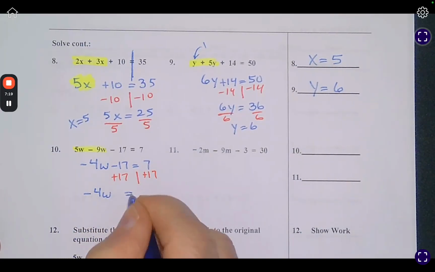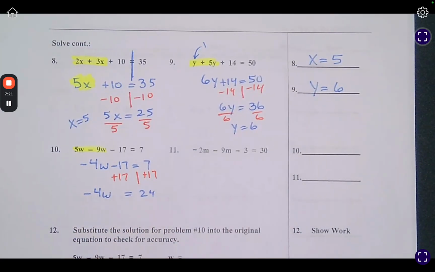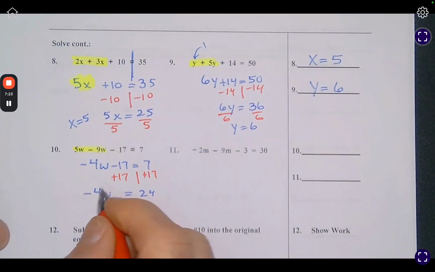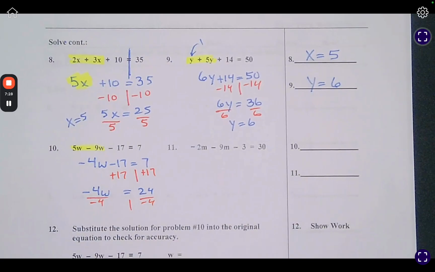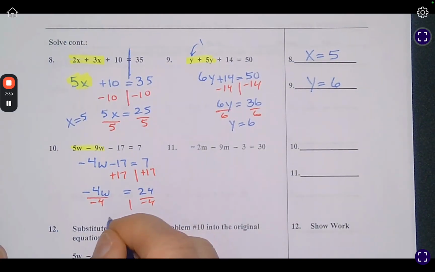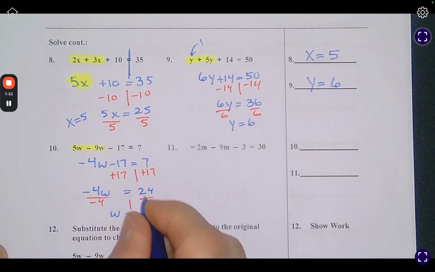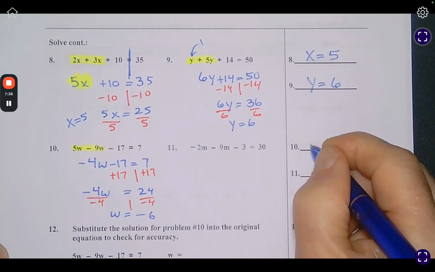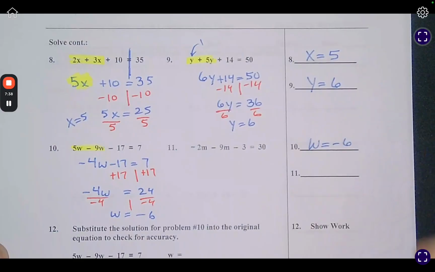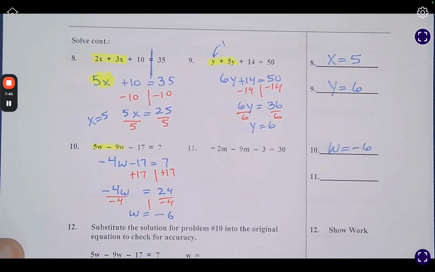Negative 4w equals 24. Now I'm going to divide both sides by negative 4. Divide by negative 4. And I get w. w equals, positive divided by a negative is negative 6. w equals negative 6. All right, here's number 11.